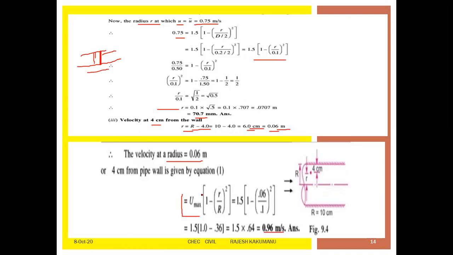Got it? ఇక్కడ చూడండి, capital R అంటే సెంటర్ లైన్ నుంచి వాల్ ఆఫ్ ద పైప్ వరకు, రైట్? Now what is the small r? Small r means the velocity at 4 centimeters from the pipe wall. సో పైప్ వాల్ నుంచి 4 centimeters కిందకి తీసుకొని అక్కడి నుంచి బ్యాలెన్స్ ఉన్నది, దట్ ఈస్ small r. Therefore small r is equal to capital R minus 4.